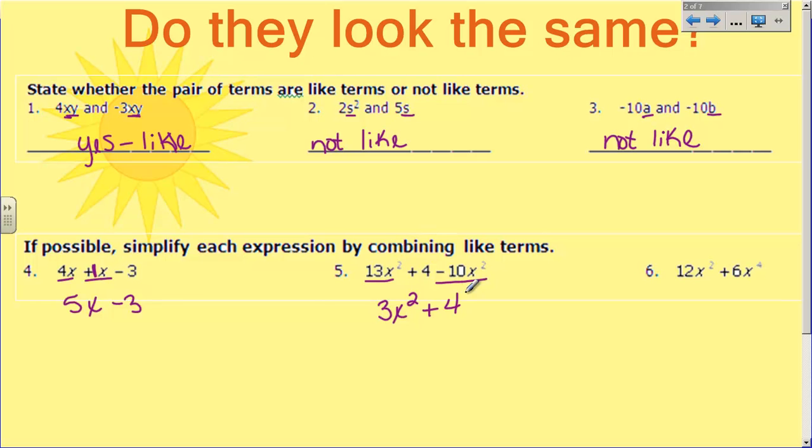Now take a look at number 6. You have 12x squared plus 6x to the 4th. Do you have any like terms? No, you don't, because the exponents are not the same, so you just simply say this is simplified. There's nothing you can do to it, so it's all you can do. You just say it is simplified.